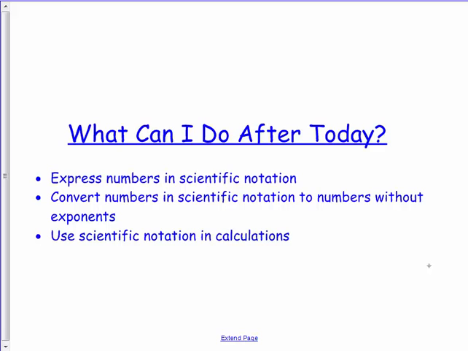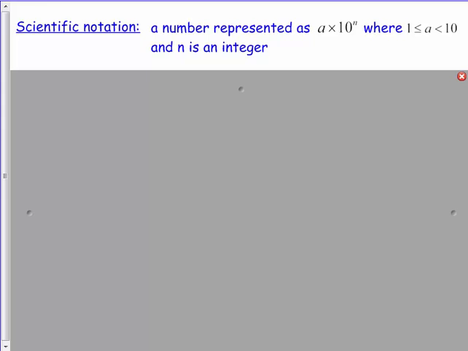This is Senior Algebra Section 5.3, Scientific Notation. Today, we're going to look at scientific notation, converting between numbers without exponents and in scientific notation as well. So, first thing, definition of scientific notation.